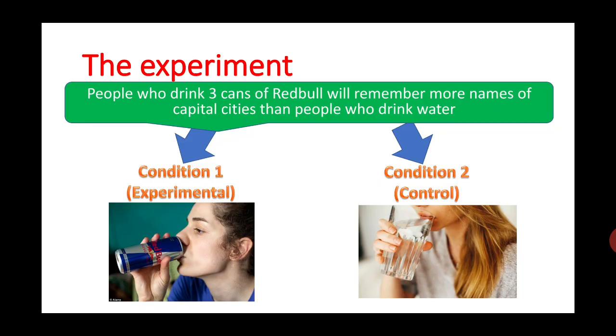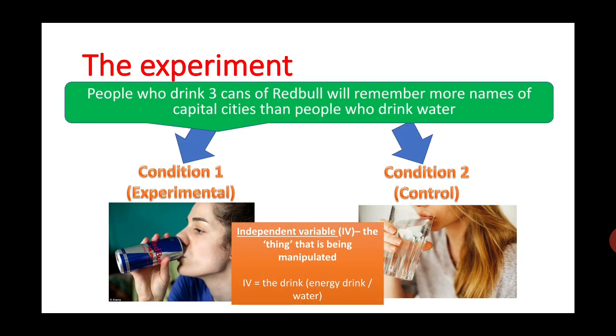Now, in every experiment, there is something that is being manipulated. What's manipulated is called the independent variable, or we can just refer to it as the IV. So in this experiment, the IV, the independent variable, is the drink that participants are going to have. And the way I'm manipulating that is by giving one group of participants Red Bull to drink and the second group of participants water to drink.